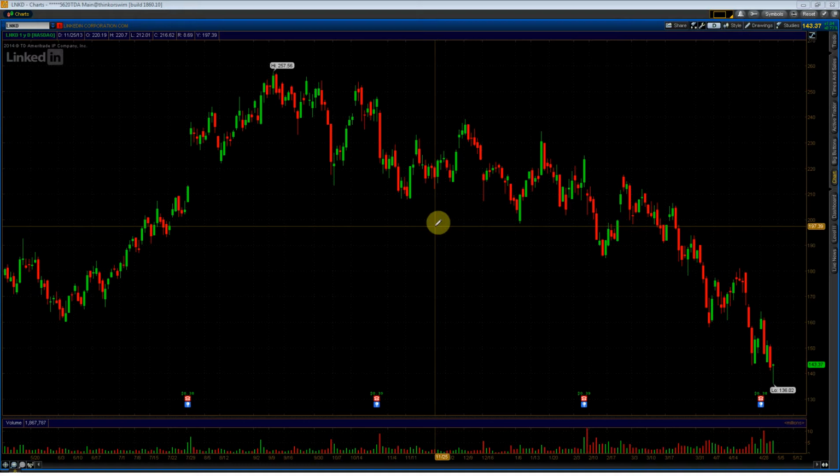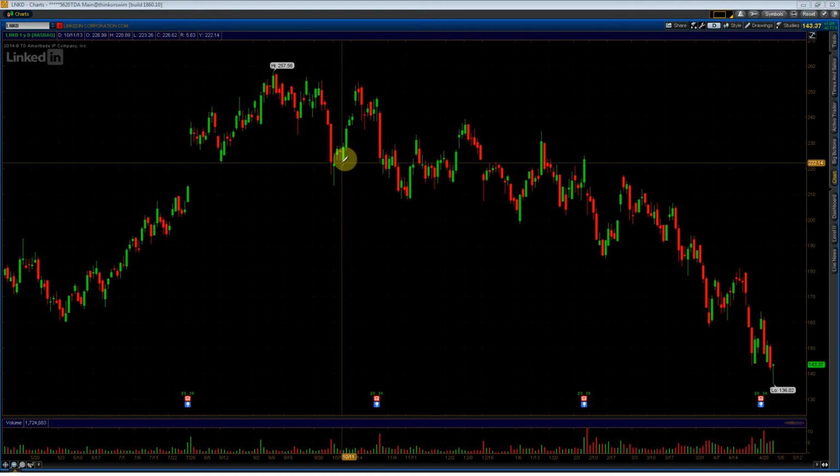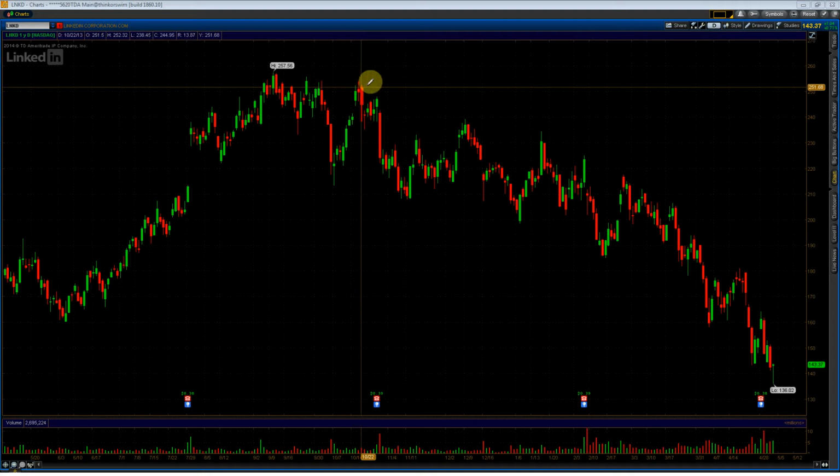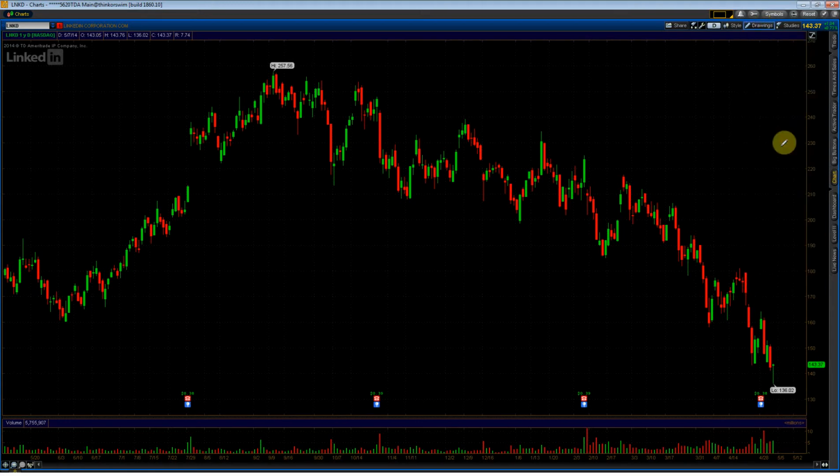And it gives projections based on the replication of a percentage move, but from a new point. I know that might not make sense to you right now, but you see I'm using Thinkorswim here, and we're going to go to Drawings and Fibonacci Extensions.